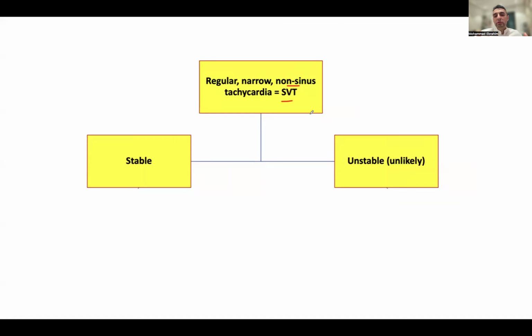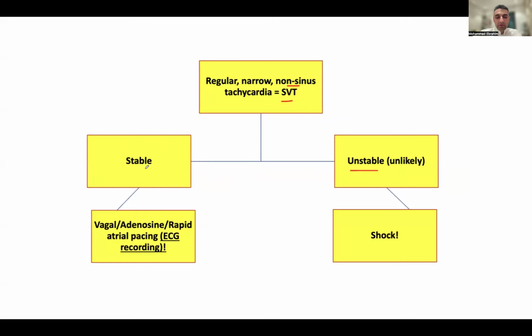This is how you should diagnose the patient having a form of SVT. Then you ask yourself, is the patient stable or unstable? Most likely, 99% of the time, the patient would be stable. It is very unlikely for an SVT patient who's young and healthy to present in an unstable state. So the patient obviously was stable.